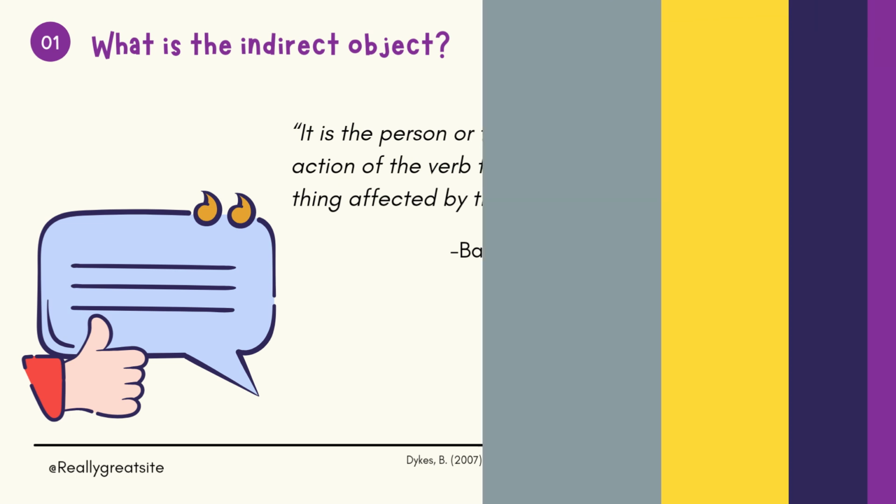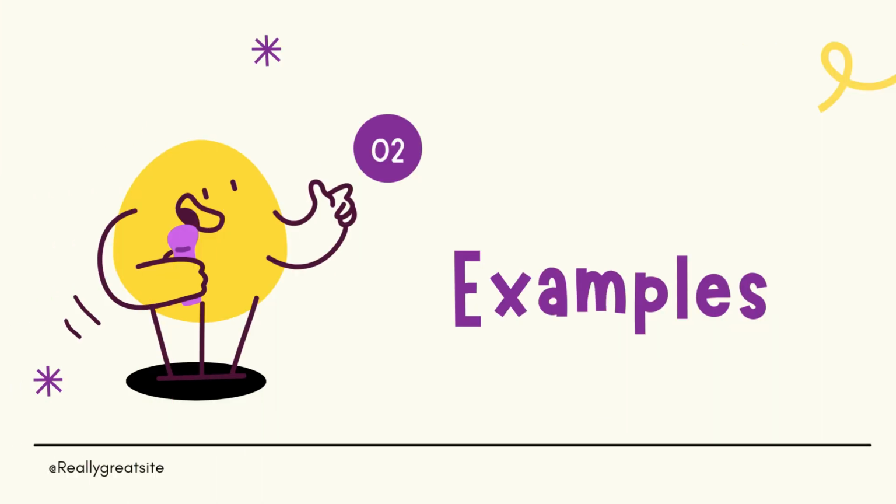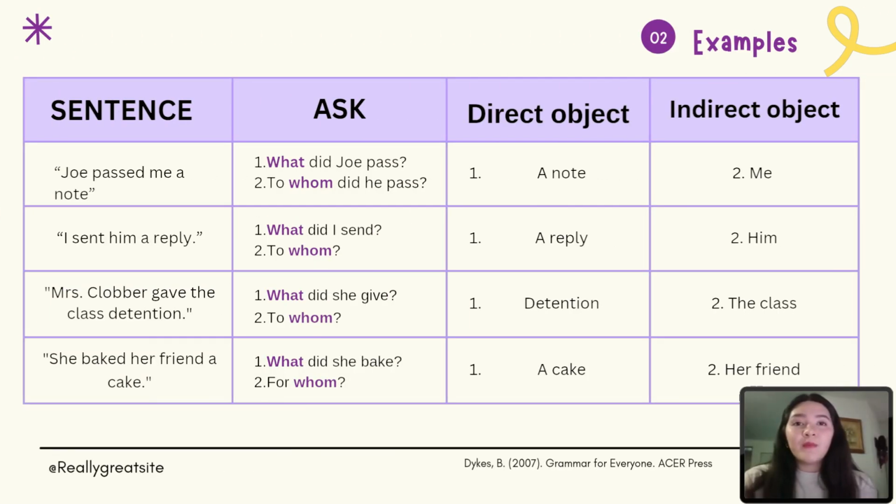Now, let's break it down with an example. Example number 1. Joe passed me a note. Ask, what did Joe pass? A note. That is a direct object. Now ask, to whom did he pass it? Me. That is the indirect object.